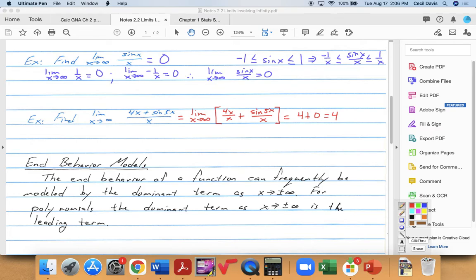Okay? So in a lot of these cases, we're not going to spend a lot of time in the weeds. It's like, yep, that limit's 0. Okay? All right. Because mostly this is a means to an end.